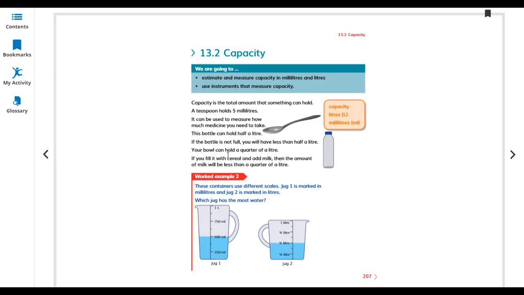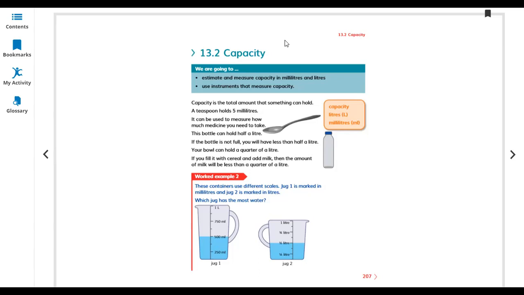Your bowl can hold a quarter of a liter. So if you fill it with cereal and add milk, then the amount of milk will be less than a quarter of a liter. So let's see an example. You can see a jug. In this jug, we can see the water is 500 milliliters.